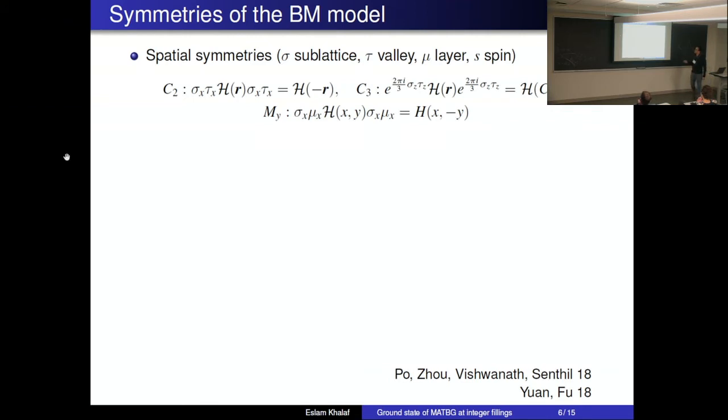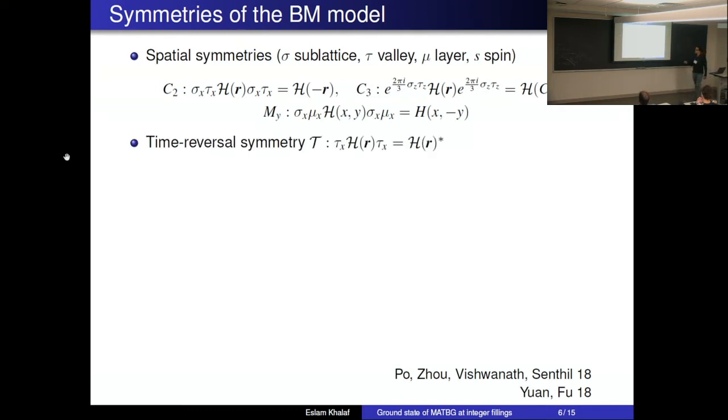But now let me discuss the symmetries of the model. So the model has several spatial symmetries, like the C3 symmetry and a mirror symmetry, which is essentially a C2 symmetry about an axis plane. So this mirror symmetry exchanges sublattice and also layer index. There's also a C2 symmetry that exchanges the sublattice and valley index. And it should be noted that not all these symmetries are symmetries of the microscopic model. So for example, the C2 symmetry is only an emergent symmetry of the continuum.